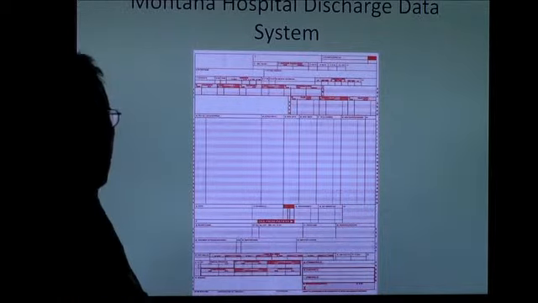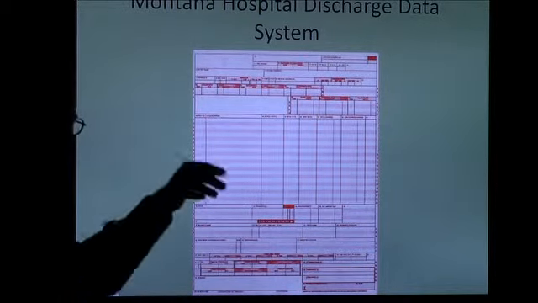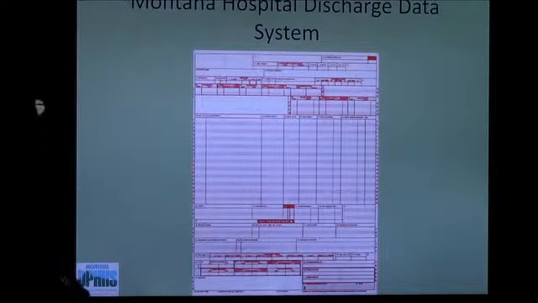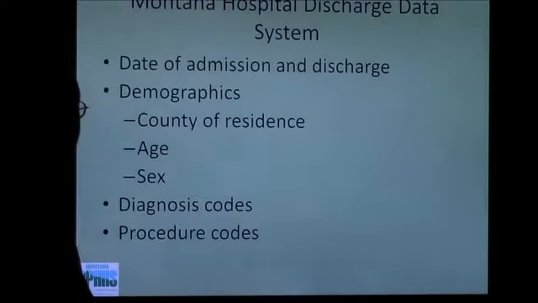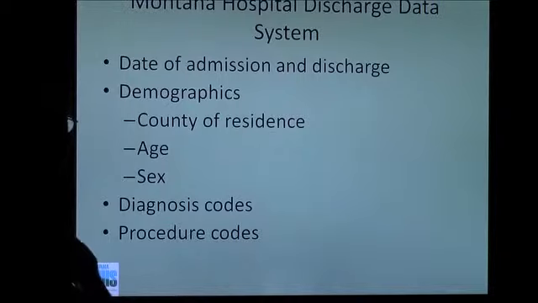They're mostly electronic now, but they're based off of the paper version. And so we get a selection of items off of that. We get the dates of admission and date of discharge. We get a lot of demographic information about the patient. We get the county of residence. We know where people live. We get the age. We know how old people are. We get the sex of people. Interestingly enough, that's not always known. In some cases, they just didn't seem to want to write that down.